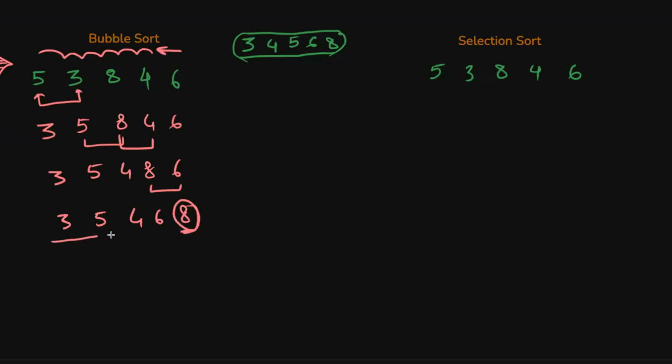Now the same exercise we want to do for this. So 3, 5 is sorted, then 5, 4 will be replaced. So this becomes 3, 4, 5, 6. And this is already sorted. 6 is in the right position now. So these two positions are changed. Now the same exercise will happen for this, and then this, and then this. At the end, we will have 3, 4, 5, 6, 8.